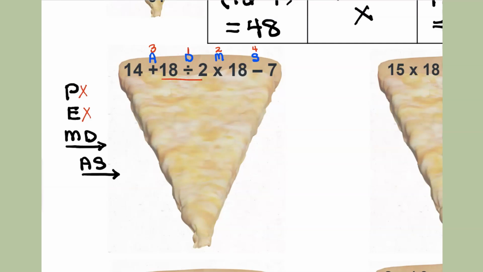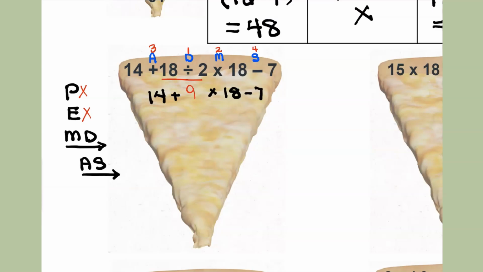So let's draw boxes or underline each step that we're going to do. The first thing we're going to do is 18 divided by 2. So that means we bring everything else down, the 14 and the plus sign. We work out 18 divided by 2, which is 9, and then we bring the remaining problem down.